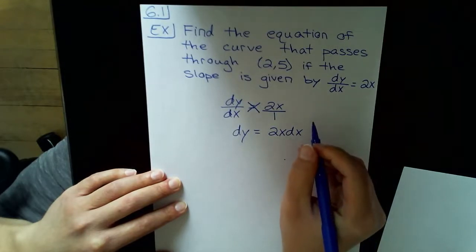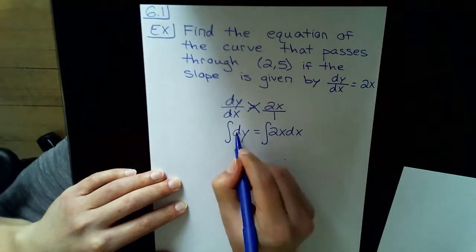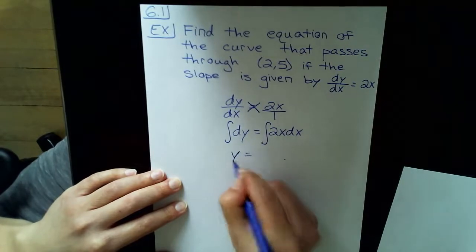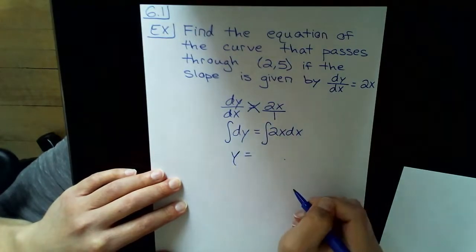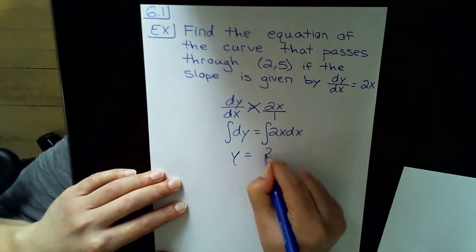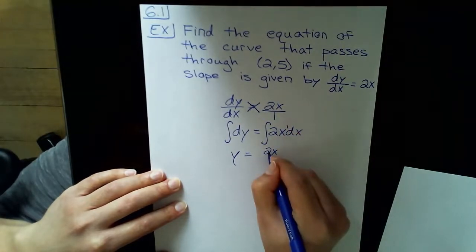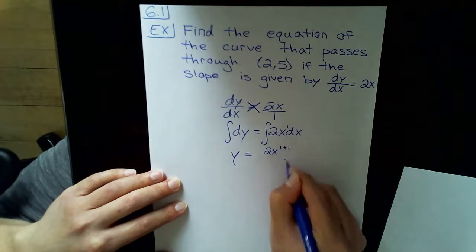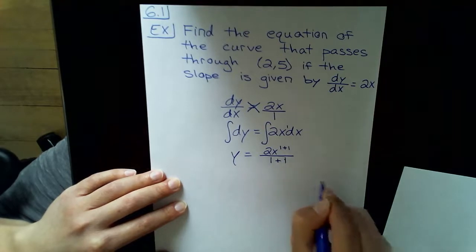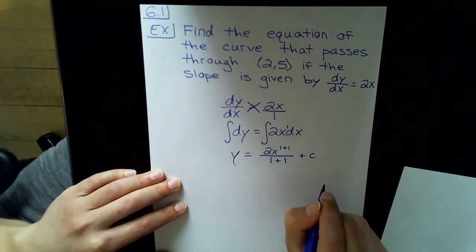And from here, we can then take the antiderivative of each side, which will give us the antiderivative of dy is the y that we're looking for. And that's equal to the antiderivative of 2x, which gives us 2x to the, remember our exponent is technically a 1 here, so we have 2x to the 1 plus 1 all over 1 plus 1. And that's all plus c.